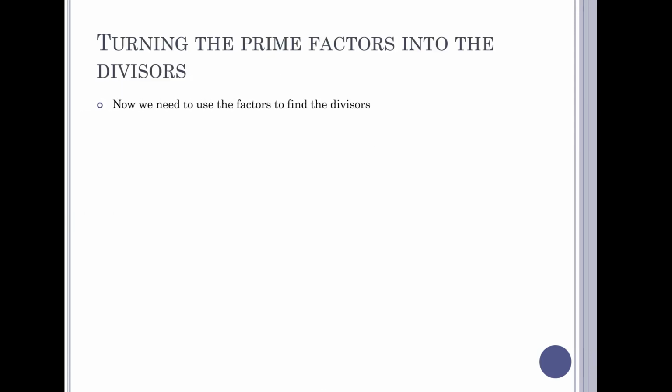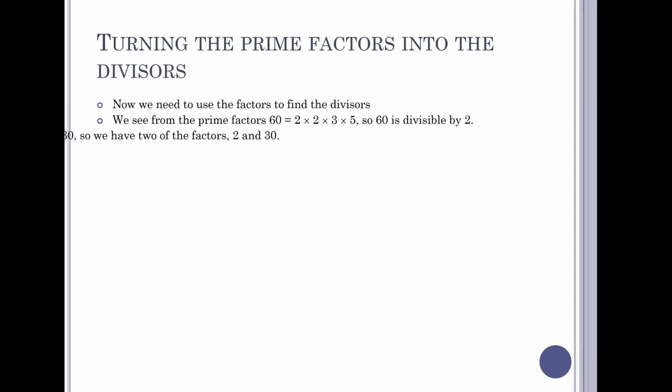Now let's turn the prime factors into the divisors, because the prime factors are not the same as all the divisors of 60. We know 60 is divisible by 2. That's one of the divisors. To get the other one, you could divide 60 by 2. Now we have 2 of the factors, 2 and 30, because 60 divided by 2 is 30.